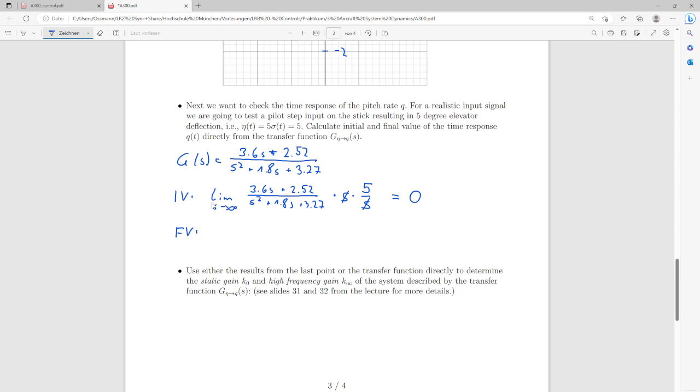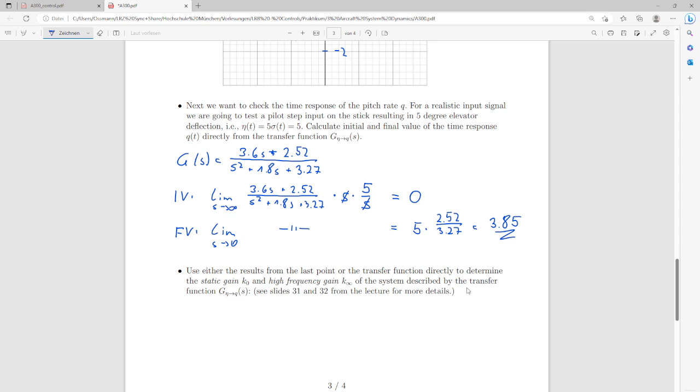Well, we basically have the same thing as above. The only difference is we set s going to 0. The rest remains the same. And what we get is basically 5 times 2.52 over 3.27, which is nothing but 3.85.